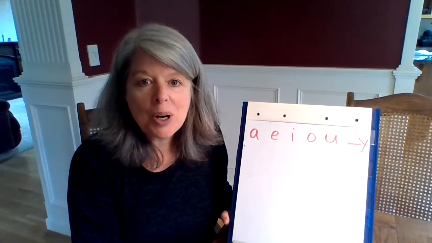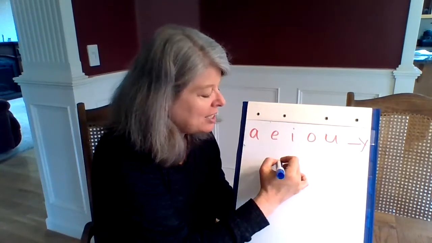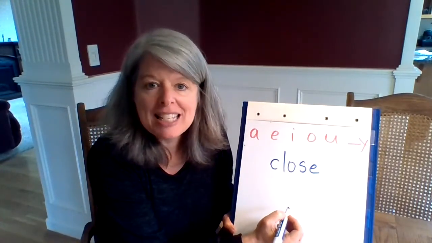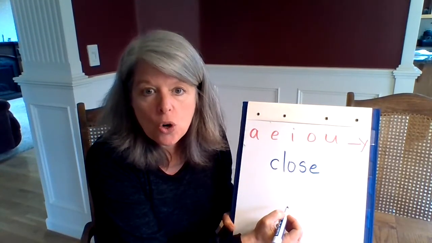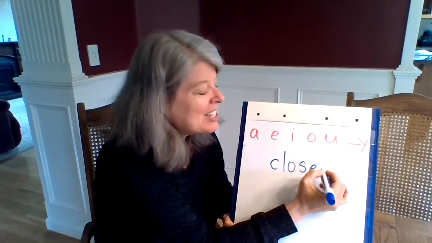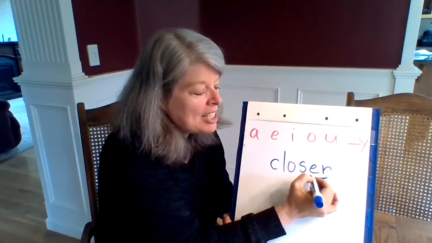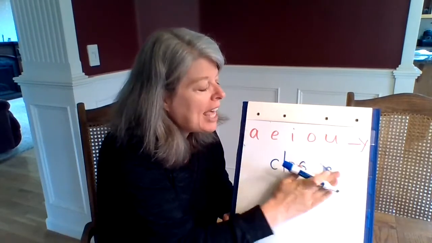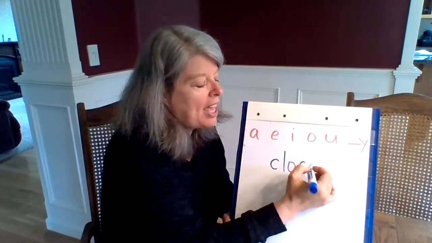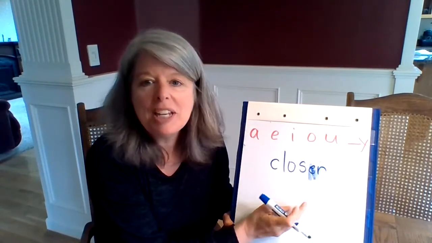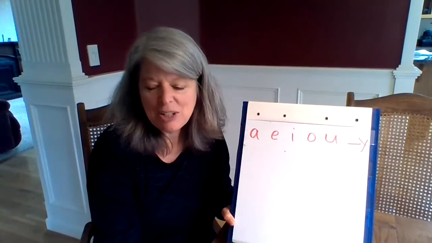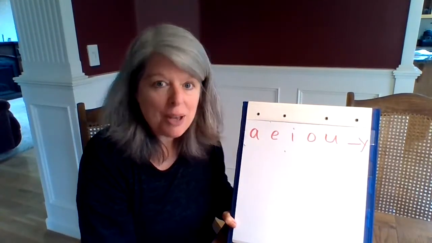So spell the word close with silent E. Now we want it to say closer. What are we going to add on the end? We can just add the R, because there we see our ER, or we can take that silent E away and add ER. We end up with the same spelling. All right, let's do another one. Spell use with silent E.